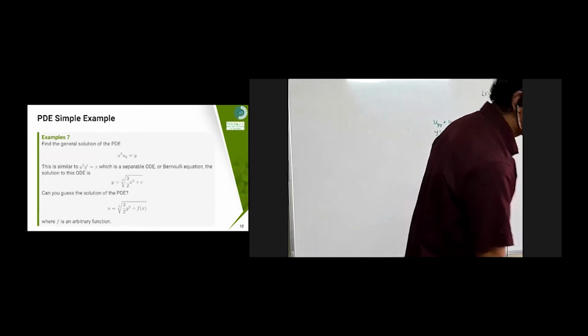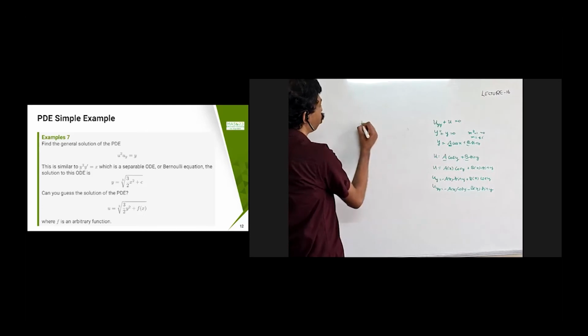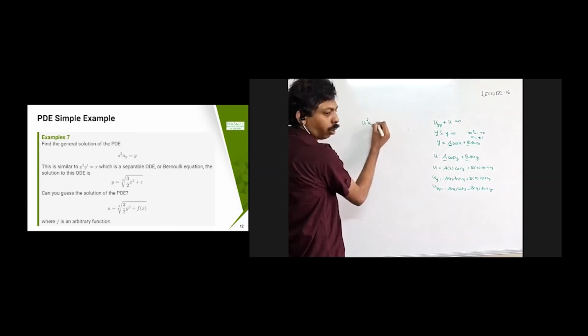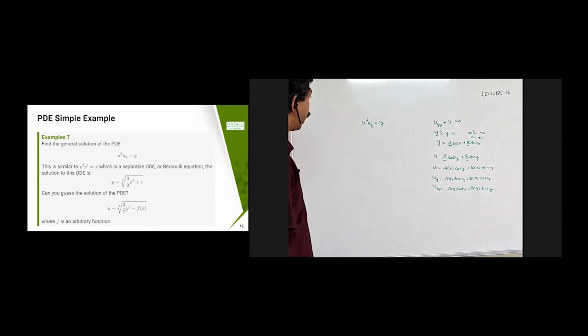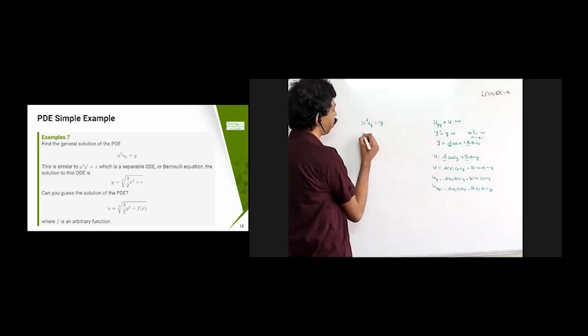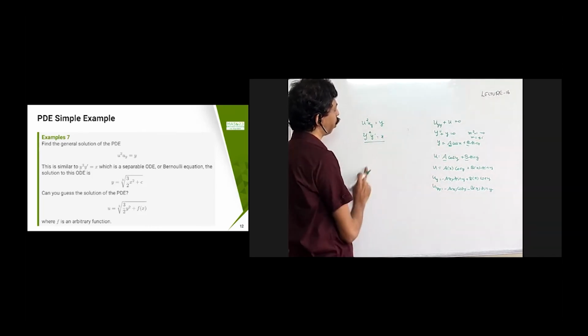Now next problem. This is something similar to that. This is u squared uy equal to y. So this is similar to the separable ODE. You can treat it as a separable ODE and then solve it. Or this is something similar to y square y dash equal to x. In this case, you can solve this problem easily using separable ODE.